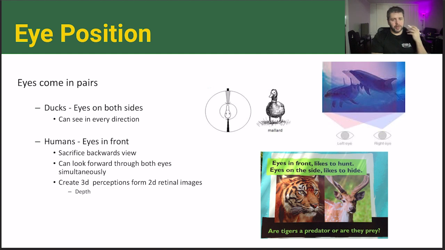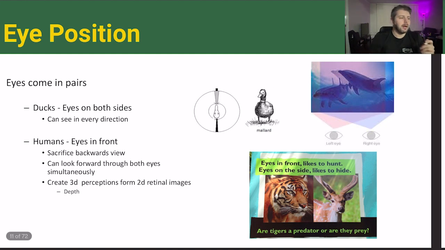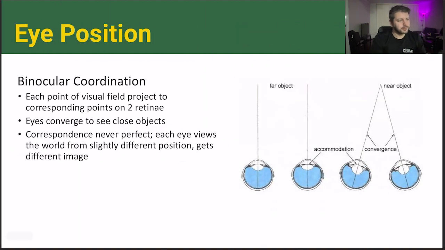Because we're getting a slightly different image from the left eye and the right eye, this allows us to recreate a sense of 3D perception. And we do that via binocular coordination. Each point in the visual field projects to points on the two retinas, like we saw in the previous slide. As light hits an object in front of us, it bounces back from a convergent point. This happens for close objects, but not for objects further in the distance. So this is what is being highlighted here.